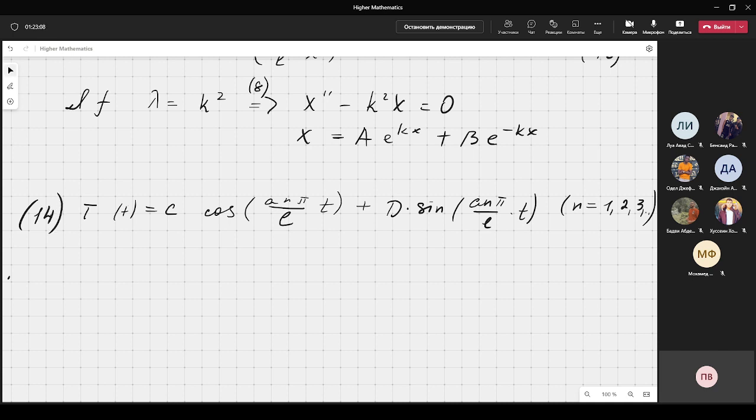For each value of n, hence for every lambda, we put the expressions 13 and 14 into 6 and obtain a solution of equation 1 that satisfies the boundary conditions 2 and 3. We denote these solutions by u_n of x, t.